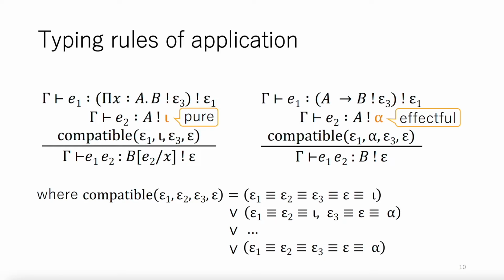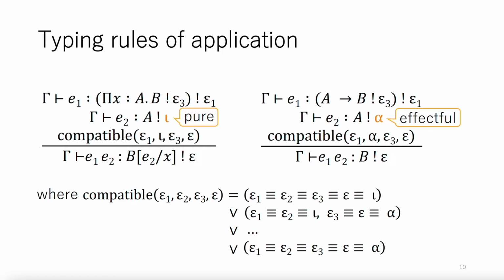As an example, let us look at the rules for application. There are two typing rules, and each of them takes care of the dependency of types and compatibility of effects. The typing rule on the left forms a dependent application. It requires the argument E2 to be pure because it appears in the result type, and we only allow pure terms in types. The rule also requires the effects of the subterms and the effect of the whole term to be compatible. The compatibility relation holds if all effects are pure or all non-pure effects are the same.